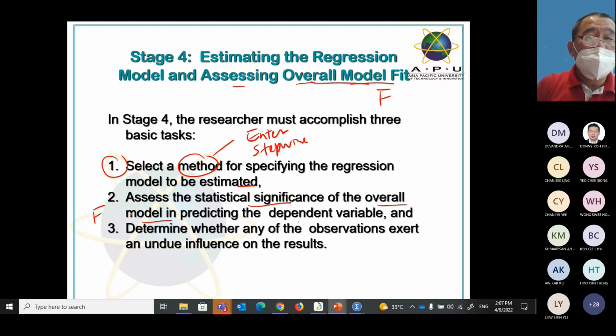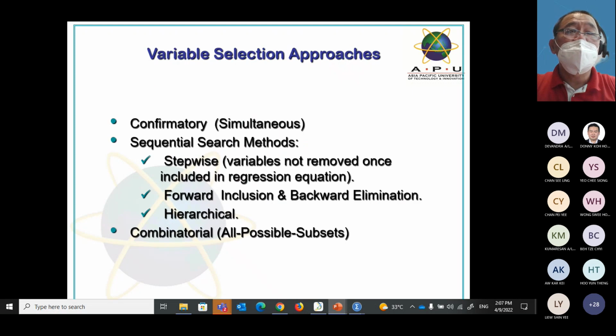We are also going to see how to detect influential observations. This is what I mentioned just now.